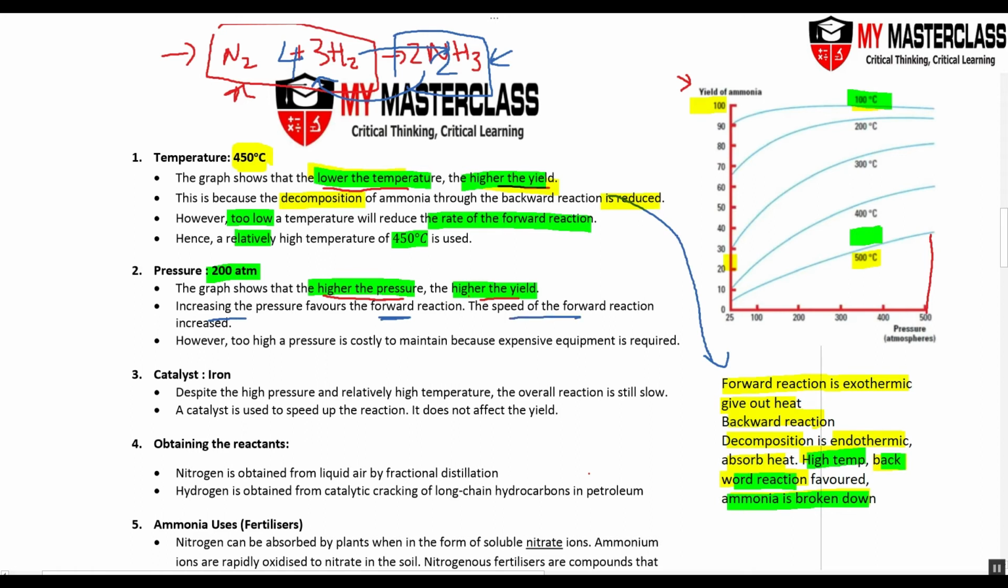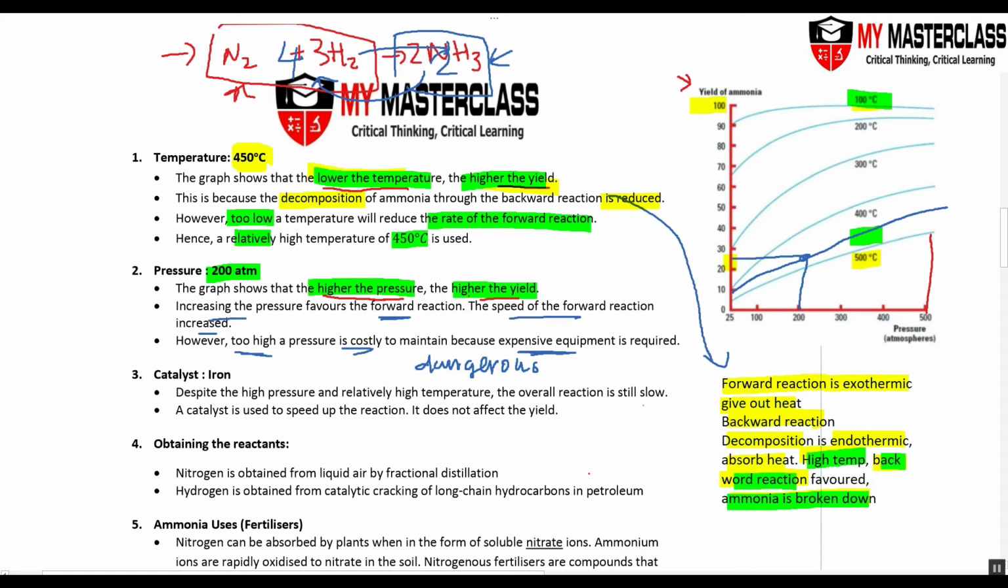Okay, the speed of the forward reaction will increase too. However, if I make the pressure too high, it is too costly to maintain because these equipments are expensive, and it is also dangerous, right? High pressure could cause an explosion. So instead of maintaining at 500 atm, I maintain it at 200. So we actually have a graph that's somewhere like this, and this one will be the optimal condition. Okay, about 28% yield of your ammonia.